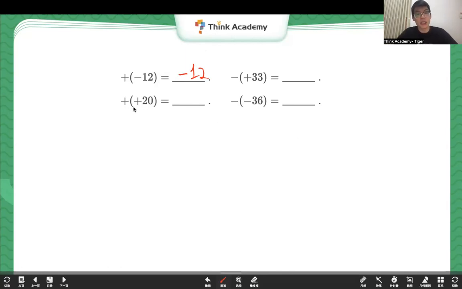And what is -(-20)? Are they two same signs or two different signs?